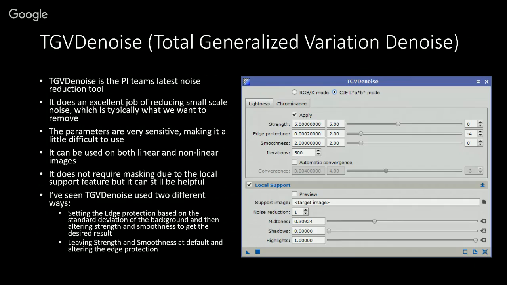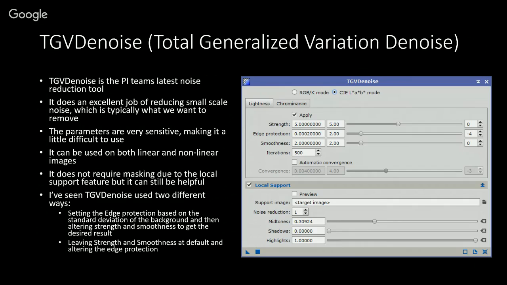The sliders are fairly sensitive, so making a small adjustment can make a big difference. So you end up making a lot of small iterations trying to bring things in line and get what you want. It can be used in both linear and nonlinear modes. It doesn't necessarily require masking. It has a local support option that partially services that role. It's not quite the same thing, but masking can still actually be quite useful when using TGV denoise.